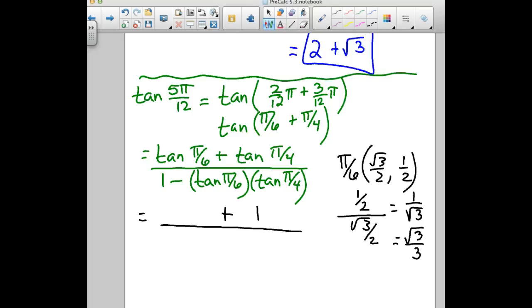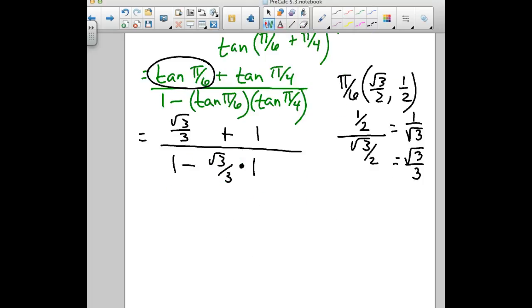All right, so let's replace tangent of pi over 6 with root 3 over 3. In our denominator, we have 1 minus our tangent of pi over 6, root 3 over 3, times tangent of pi over 4, which is 1. I wanted to show you this one just because it looks a little bit messier. We have the square root of 3 over 3 plus 1 in the top half, and we have 1 minus the square root of 3 over 3 in the bottom half.